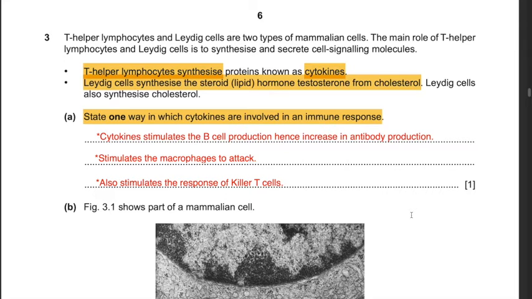What you should remember is that cytokines stimulate the B cell production. Hence, if the B cell production is stimulated, there will be an increase in antibody production. It could also stimulate the macrophages to attack, and macrophages can carry out their role, which is the phagocytosis. Cytokines could also stimulate the response of killer T cells. Since the question only asks one way in which cytokines are involved, you could mention the best possible answer being it stimulates the B cell production, hence increase in antibody production. Or even you could mention the other key points.